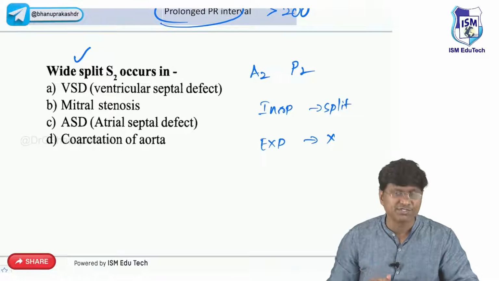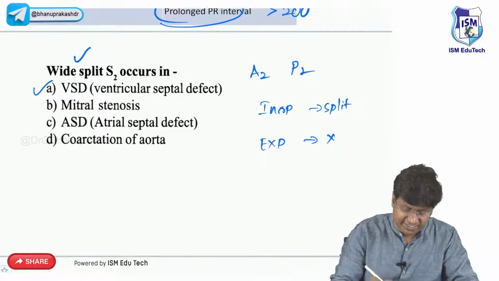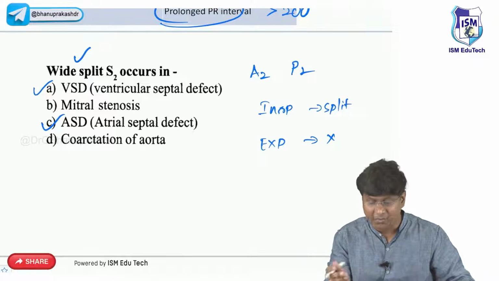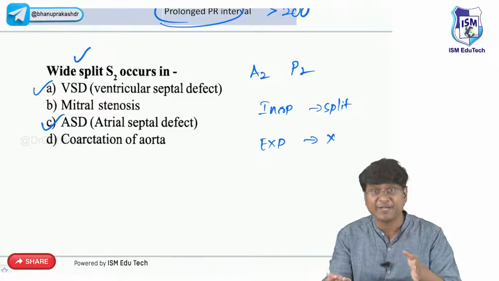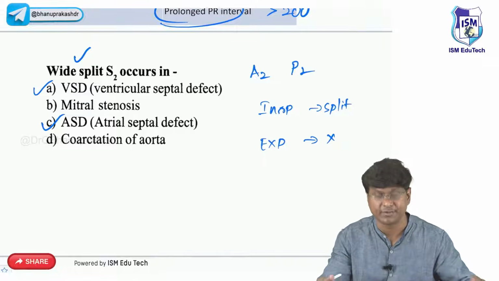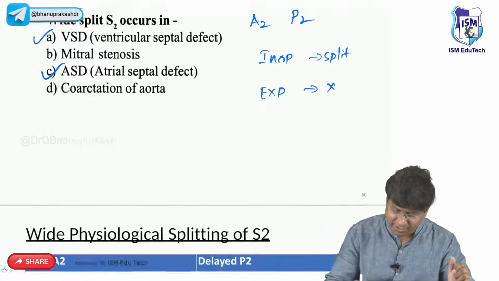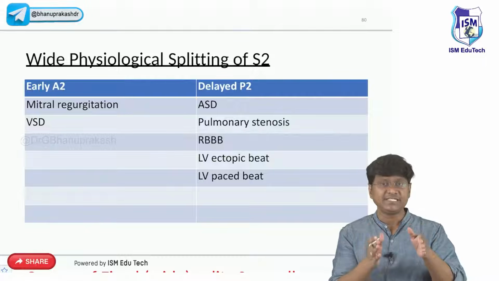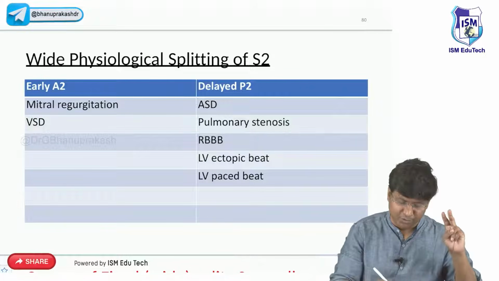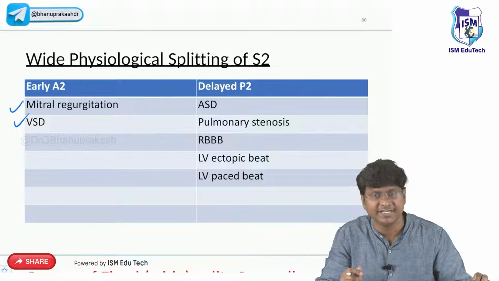There are two conditions in this question where you can have wide split. That is VSD and ASD. Wide split means that during inspiration itself, the split will be more than normal. That is what is called wide split. What are the other conditions? In order to have the wide split, there should be an early A2 or delayed P2. Early A2 you can have in two conditions, MR and VSD.